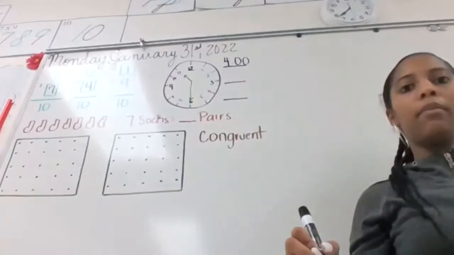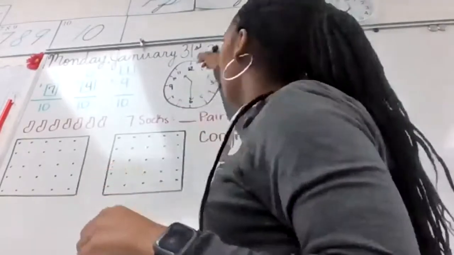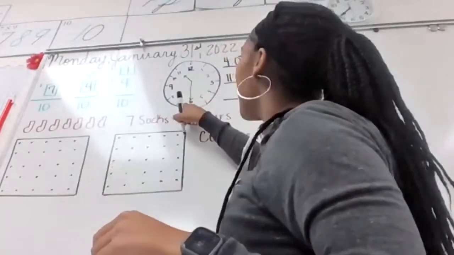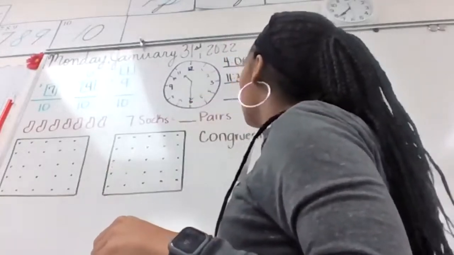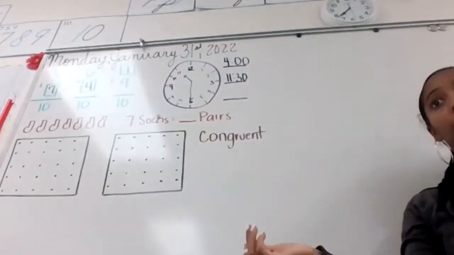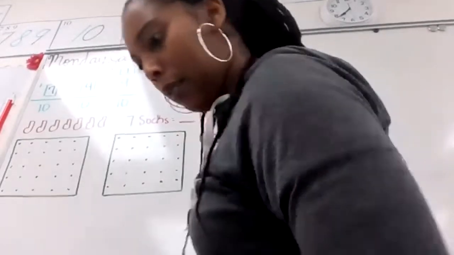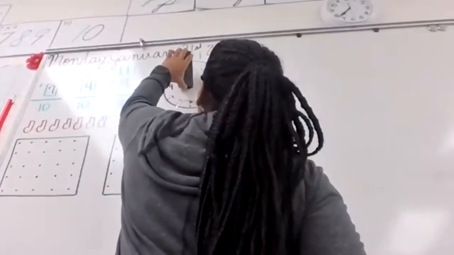Okay, what time? 11:30. Our hand is on 11. Remember, when that minute hand is on 6, that's half past, 30 minutes. So if I am in bed sleeping, will that be morning or evening? Morning. Evening. 11:30. We're here at school. This is around lunchtime. Okay.